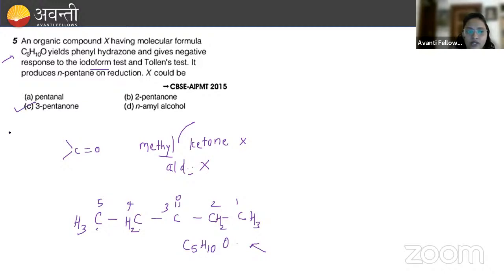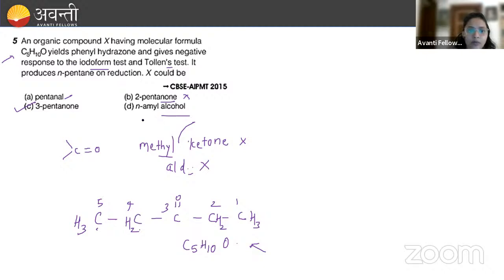You can go with the options also. You can solve this question by using options also. पेंटेनल दिया है, अल्डिहाइड नहीं होगा क्योंकि टॉलेंस टेस्ट नहीं देगा वो, ठीक है, निगेटिव नहीं देगा ना. अगर अल्डिहाइड होगा तो वो टॉलेंस टेस्ट पॉजिटिव देगा. यहाँ पे 2 पेंटेनॉन दिया है, मतलब मिथिल कीटोन आ गया, तो मिथिल कीटोन भी प्रेजेंट नहीं है क्योंकि आइडोफॉर्म टेस्ट निगेटिव है. So that is also not. अल्कोहल, एन अमाइल अल्कोहल, ये भी नहीं हो सकता.